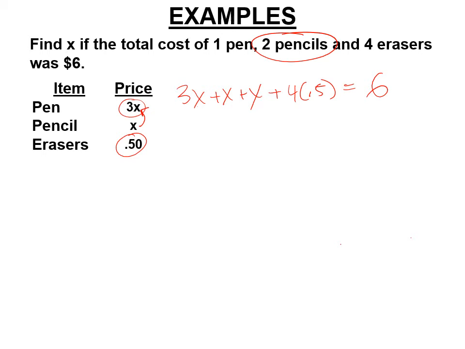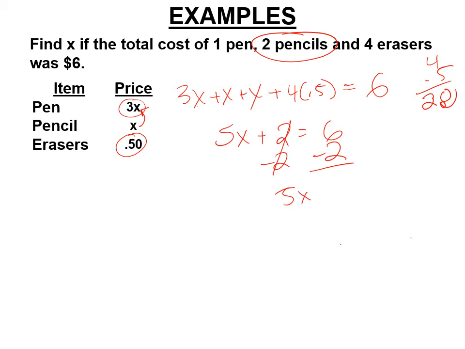3x plus x is 4x, plus another x is 5x. So we have 5x. 4 times 50 cents, right? 4 times 5 is 20. Move the decimal. So that's $2. So there is our two-step equation, right? Two-step equations are going to be the last 2 steps of every math equation you've been doing for the rest of your life. 5x equals 4. Divide both sides by 4. Now, you get 4/5. Now, 4/5 in a normal situation is a perfectly good answer.